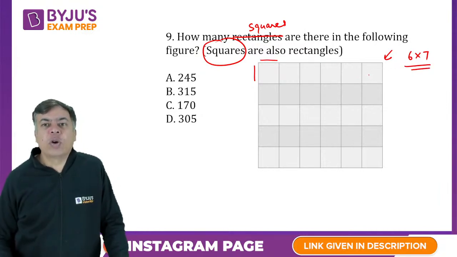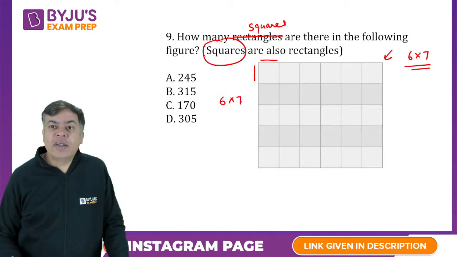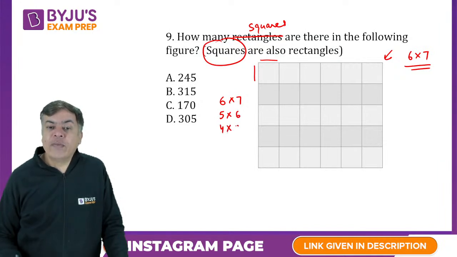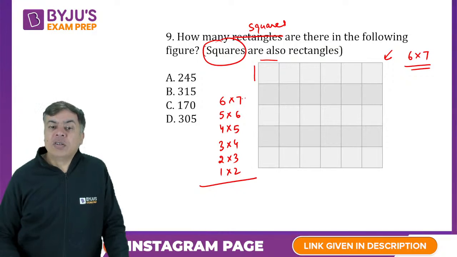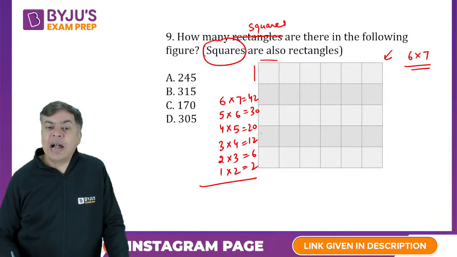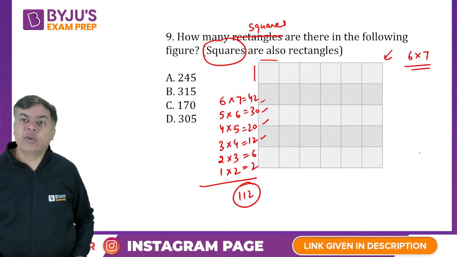Now 6 into 7 is the total. So how to find the total number of squares in such cases? If this is not a square initially, it is actually a rectangle. How to find it? You will write 6 into 7, then reduce 1 from here, 1 from here. Then again reduce 1, again reduce, again reduce, so further it will become 0. So add all. This will be 42, 30, 20, 12, 6 and 2. You add all: 40, 30 makes 70, 20 makes 90, and 10 makes 100, then 2, 2, 4, 4, 6, 10, 112. So the total number of squares will be 112.